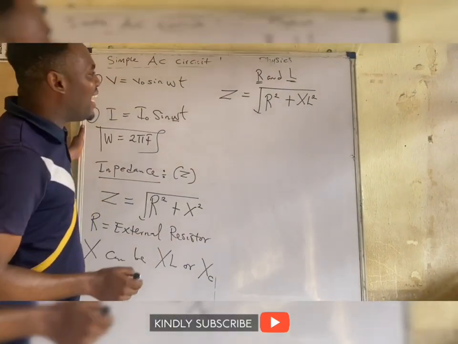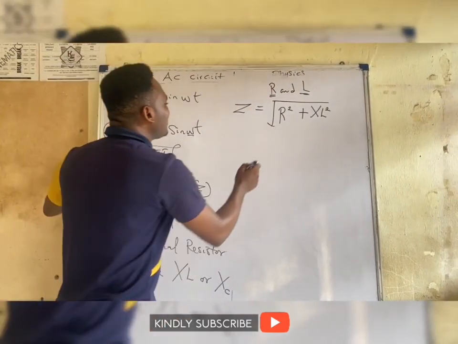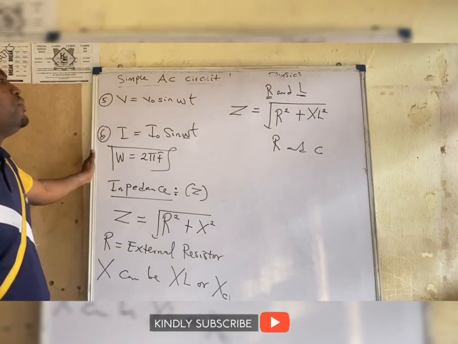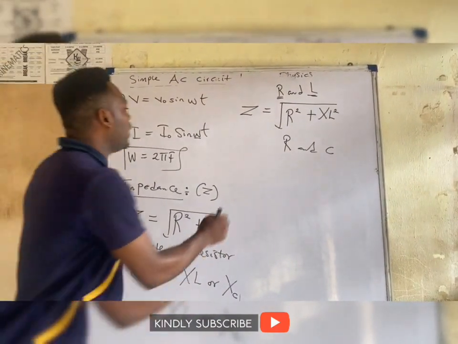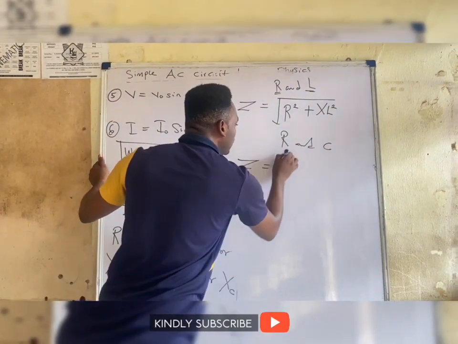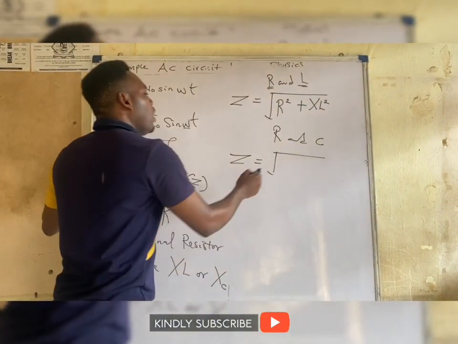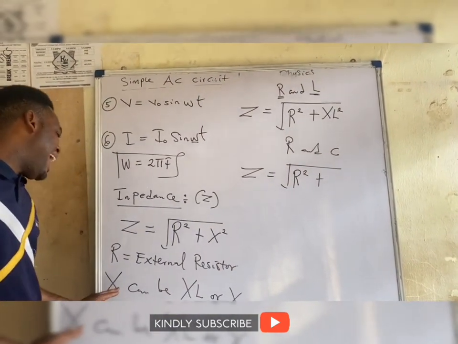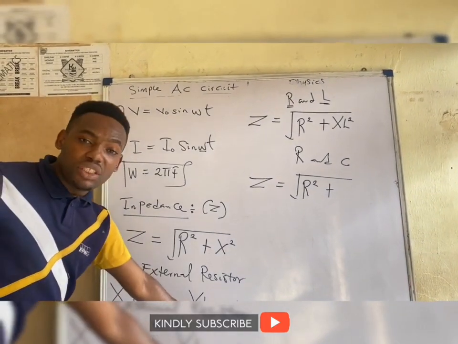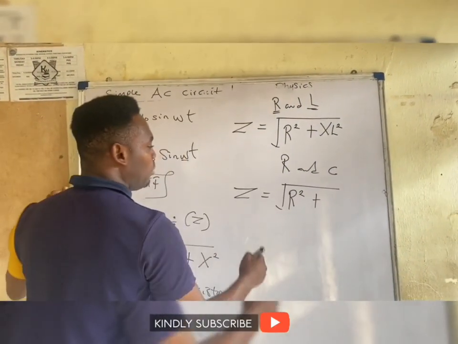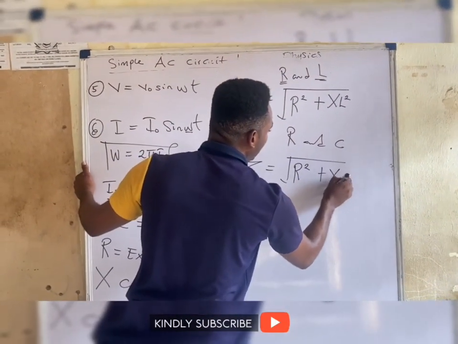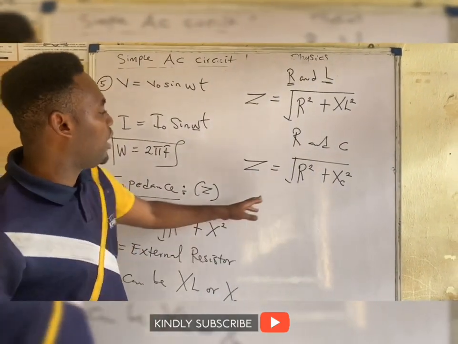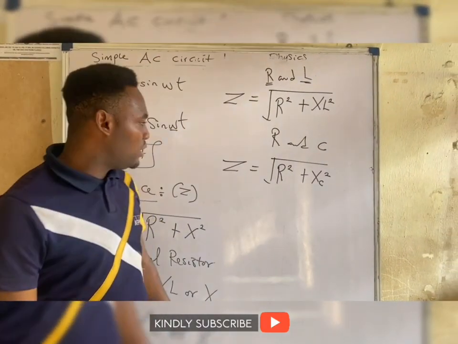What if the examiner says the circuit contains R and C in an RC circuit? What will be my impedance? The same way, Z will be equal to the square root of, of course, R squared plus, this time, what will be my X? Will my X be XL or XC? Of course, because I'm dealing with C now, it's going to be XC squared.